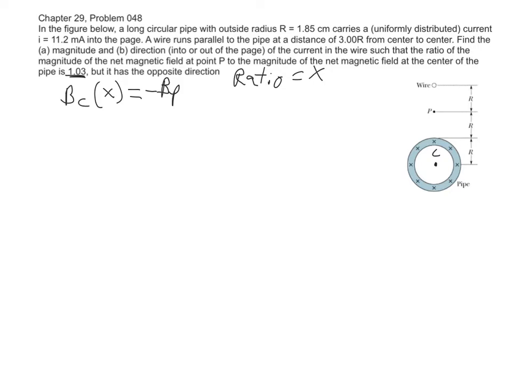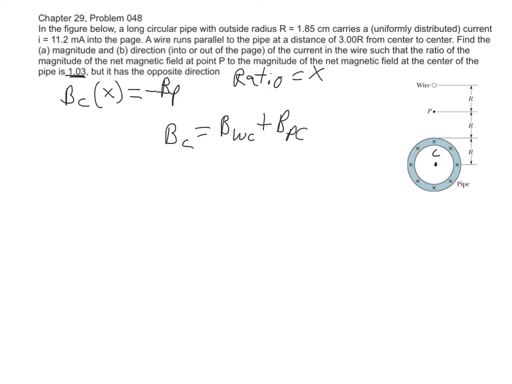And so really what we're going to have is that the B for either of these, whether it's C or P, I'm going to start with C, is going to be equal to the B field due to the wire at point C plus the B field due to the pipe at that point, in this case point C.